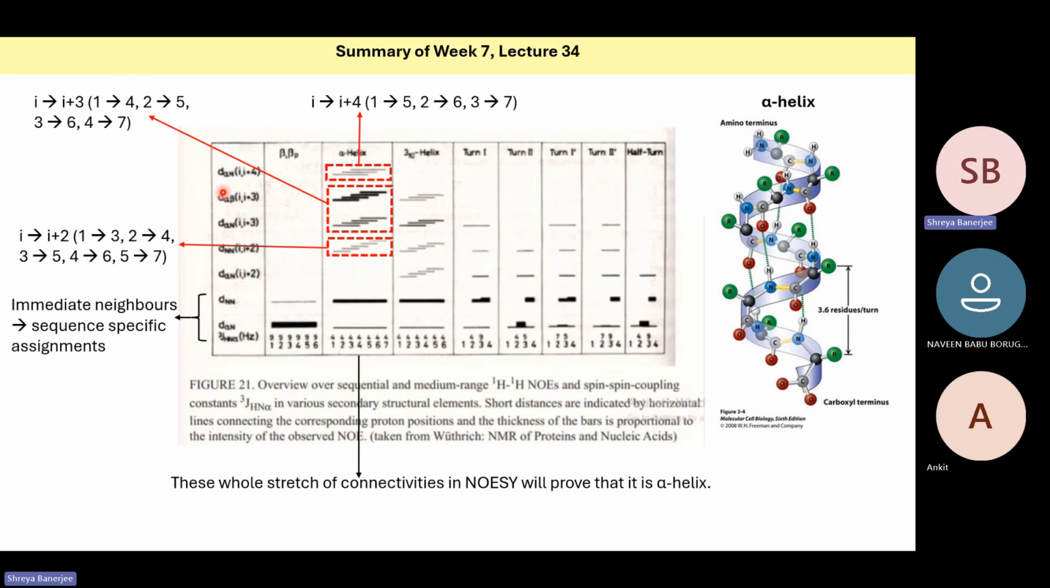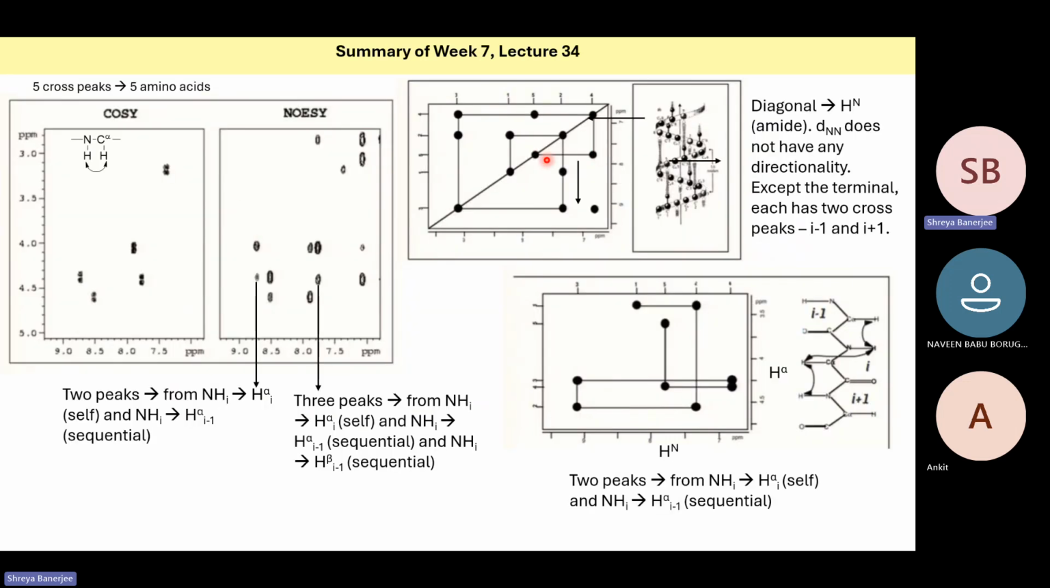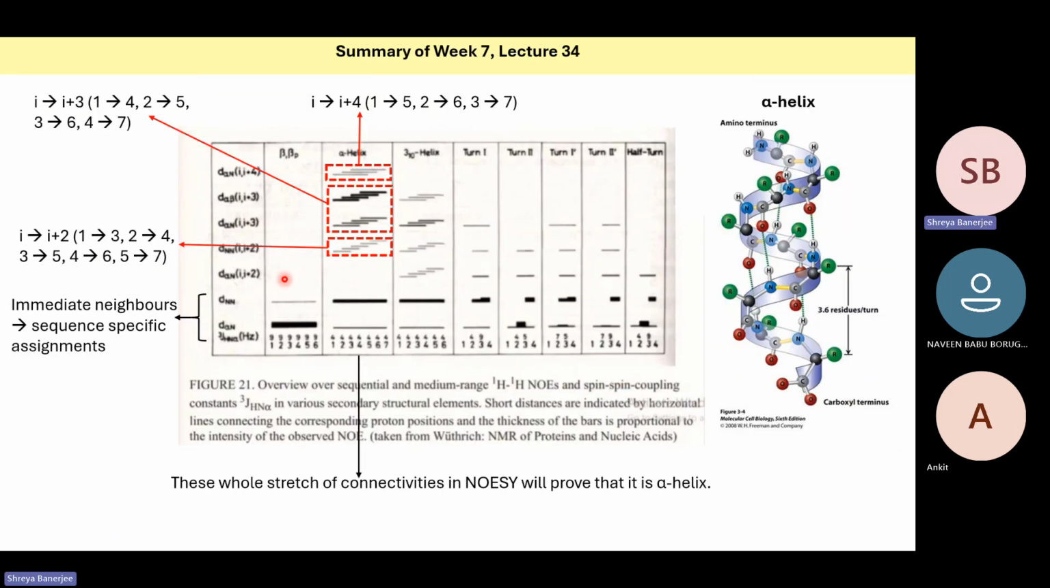Similarly, you can find out different near neighbor interactions, and these interactions will help you understand the secondary structure of the peptide. So initially, using the immediate neighbor interactions or the sequential interactions, you found out the sequence of amino acids in the peptide using this kind of a walk through the NOESY. Then using the near neighbor interactions, you can find out which secondary structure it is adopting.